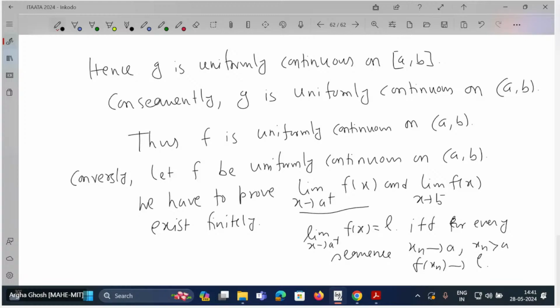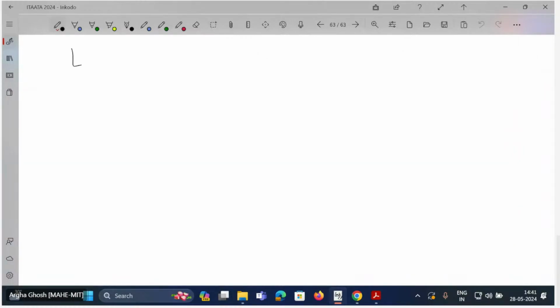Let's say you have a sequence xn from the open interval (a, b) such that xn converges to a. Then what can we say? Yes, since f is uniformly continuous, and because xn converges to a, xn is a Cauchy sequence in the open interval (a, b). Good.